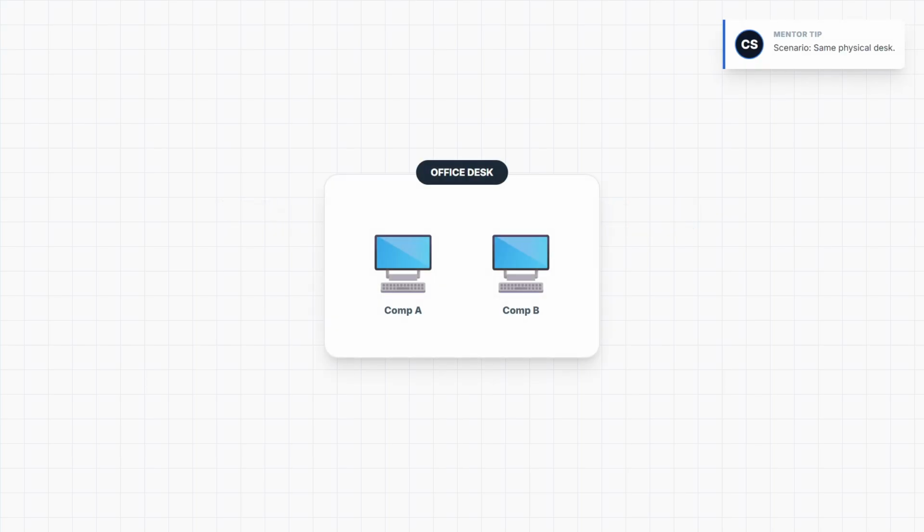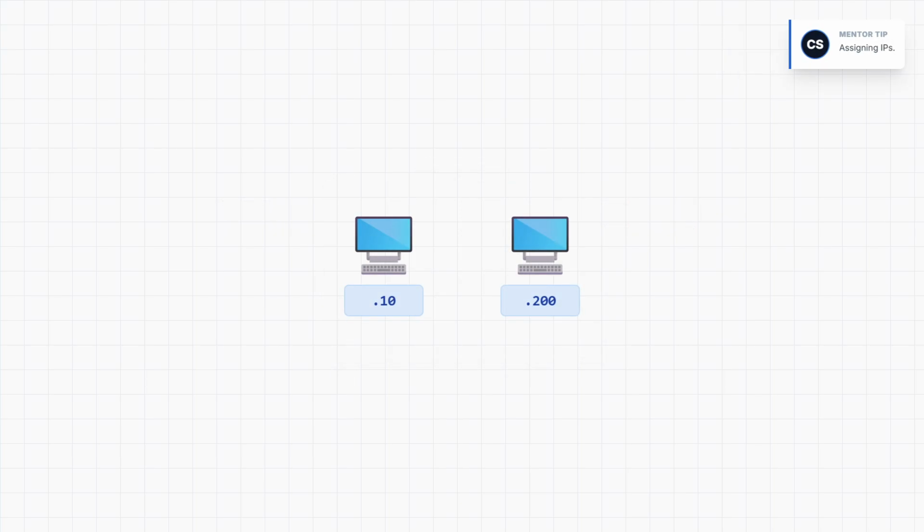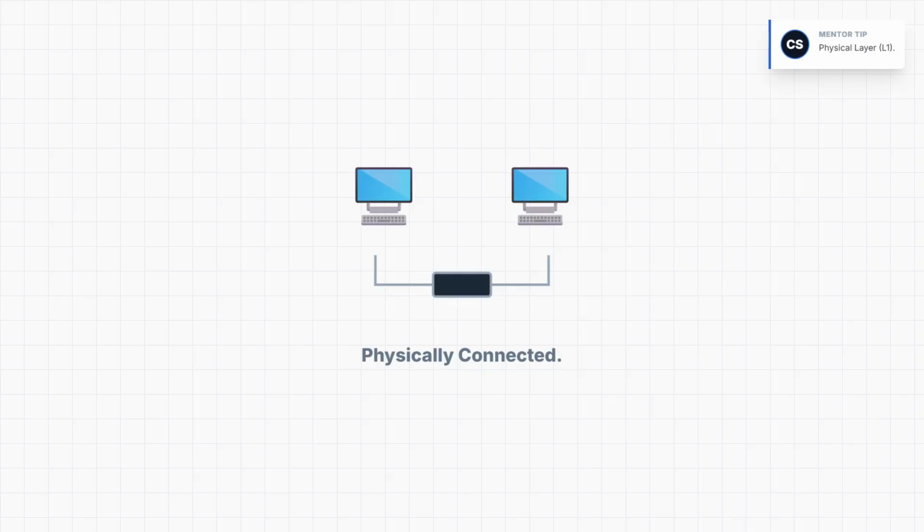Imagine a real-world scenario. You're in an office building. You have two computers sitting on the same desk. Computer A has the IP address 192.168.1.10. Computer B has the IP address 192.168.1.200. They are plugged into the same switch. They are physically next to each other.